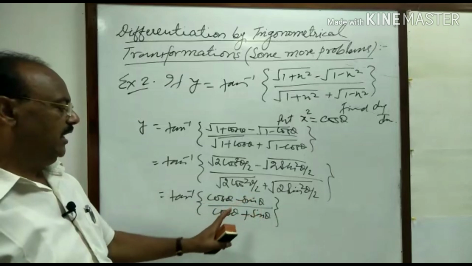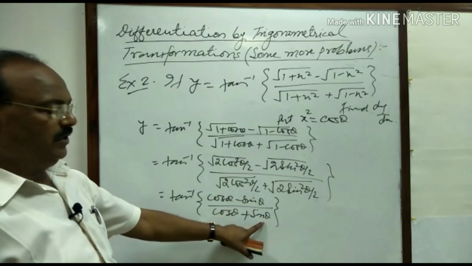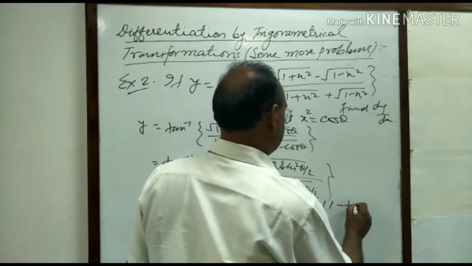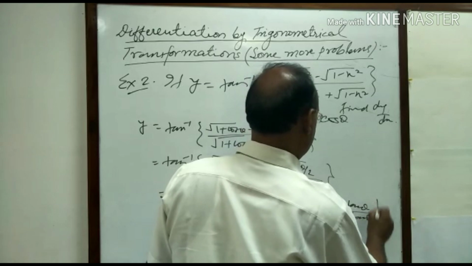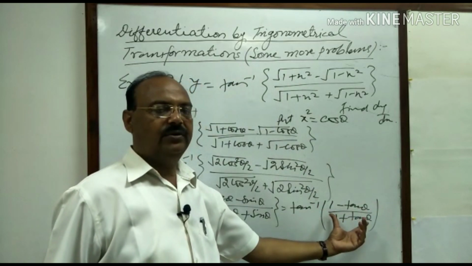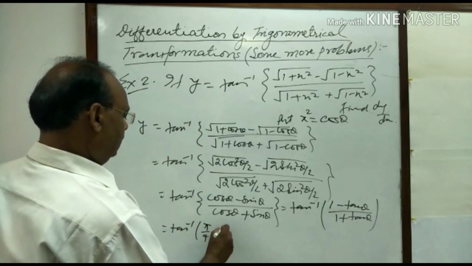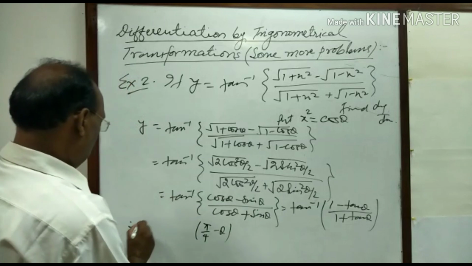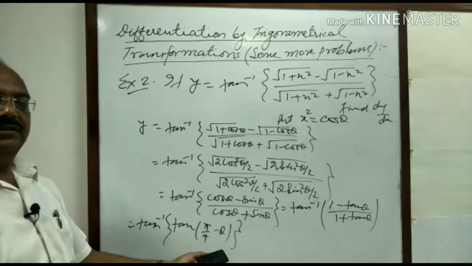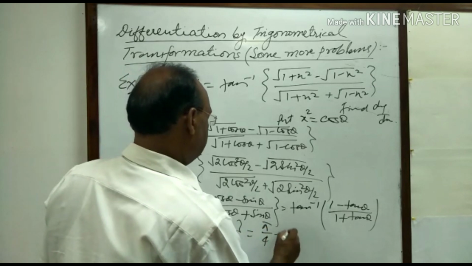Now dividing numerator and denominator by cos theta, the numerator becomes 1 minus tan theta, and similarly the denominator becomes 1 plus tan theta. So this is equal to tan inverse 1 minus tan theta upon 1 plus tan theta. And try to recall the trigonometrical formula. This part can be written as tan of pi by 4 minus theta. So this is equal to tan inverse tan of pi by 4 minus theta. So tan inverse of tan x becomes x. So this is equal to pi by 4 minus theta.